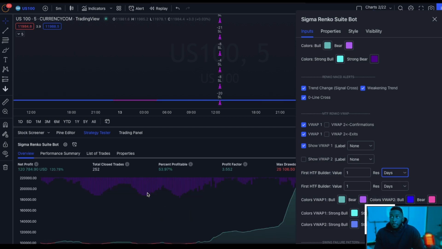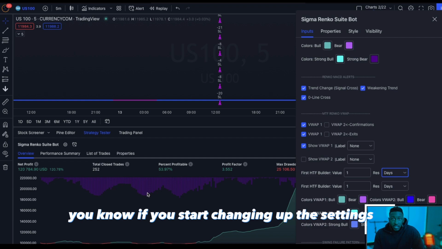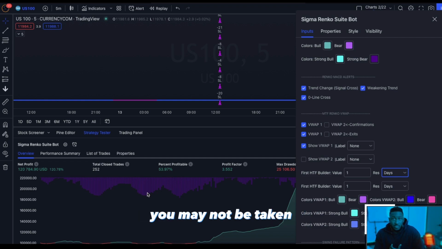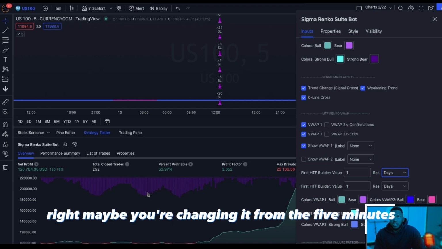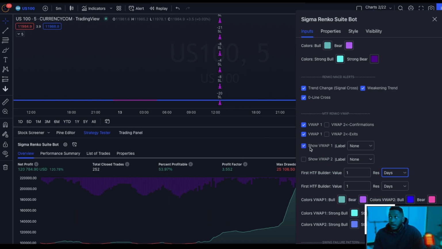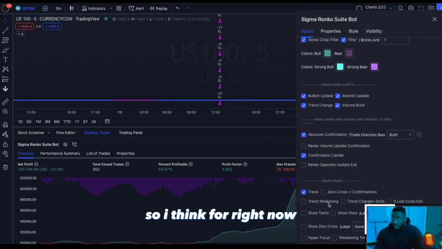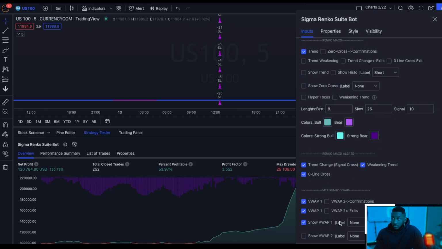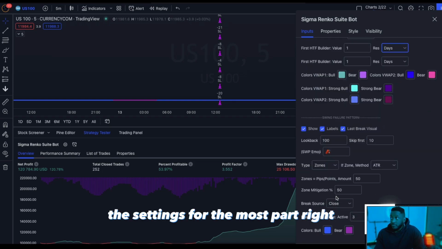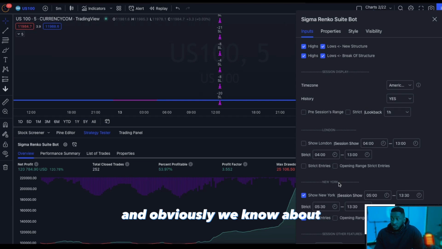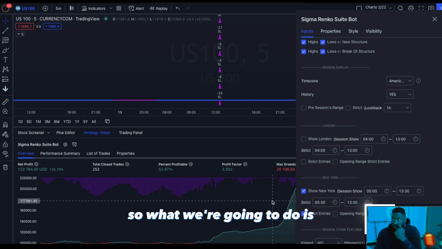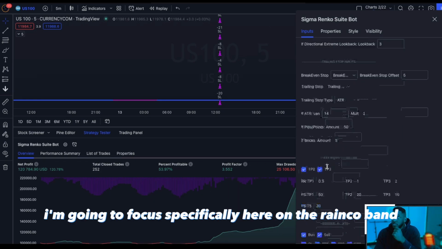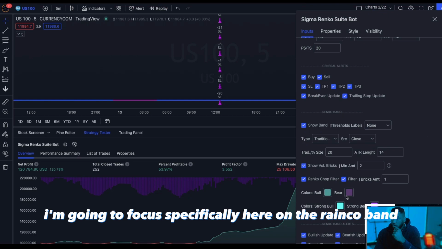So if you start changing up the settings, the same trades I'm taking, you may not be taking because you have different filters, a different tolerance, or a different amount of times you want to trade. Maybe you're changing it from the 5 minute to the hour. So I think for right now you guys get the settings for the most part, and obviously we know about the sessions filters.